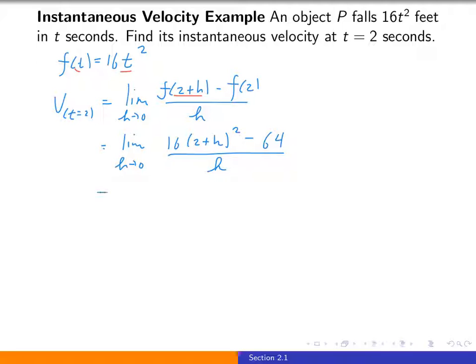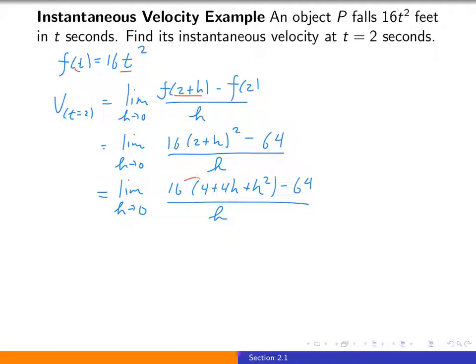Now, in order to evaluate this limit, we cannot simply plug in h equals 0. That makes the denominator undefined. But what we can do is expand algebraically in the numerator. 2 plus h quantity squared is 4 plus 4h plus h squared, and we are subtracting away 64, all over h.